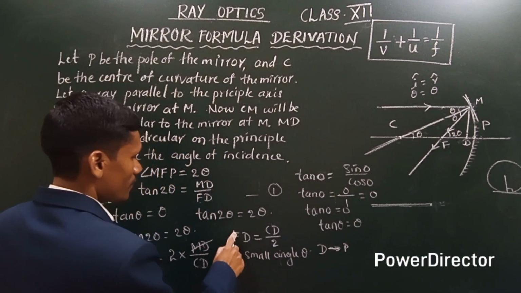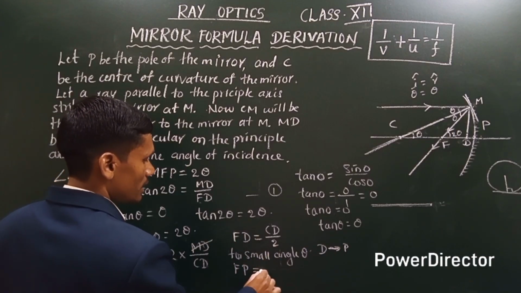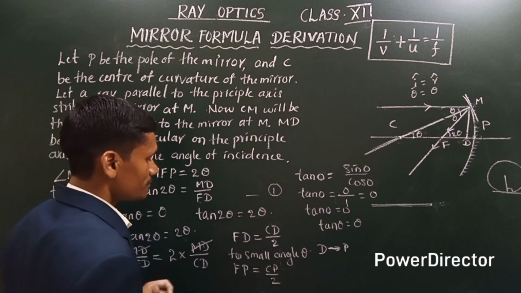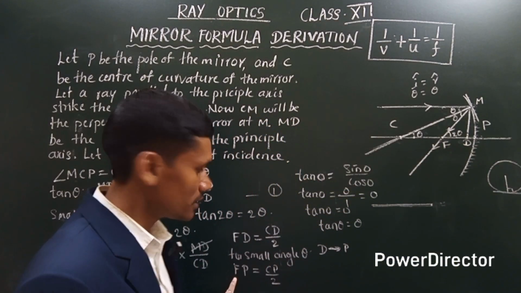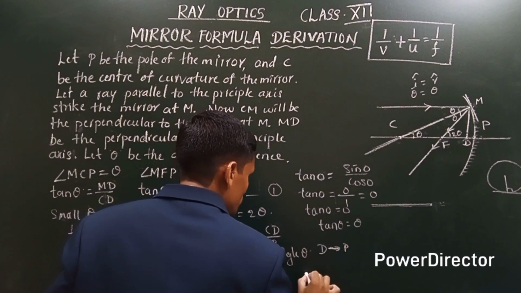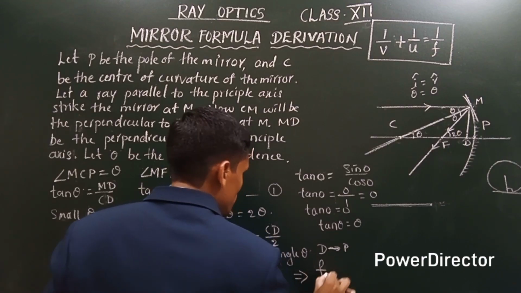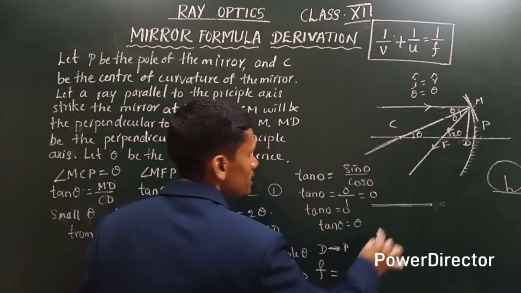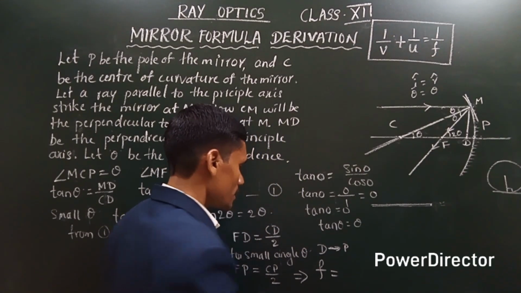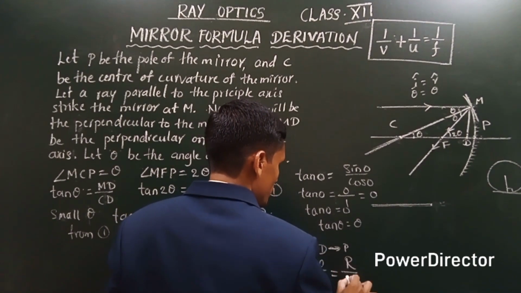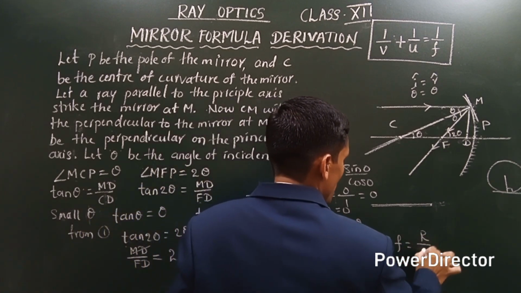So instead of FD, can you take this as FP now? CD can be taken as CP by 2, right? Now FP is nothing but the focal length. Let us write it as f. And CP is the distance between the center of curvature and the pole of the mirror. That is called the radius of curvature, R. So that is R divided by 2. This is how we get it. So we can say f is equal to R by 2.